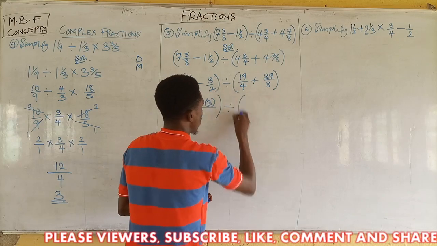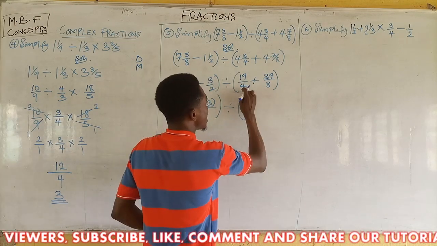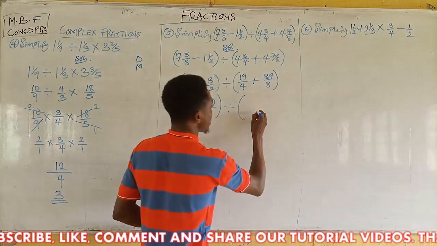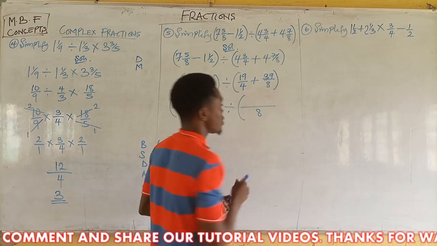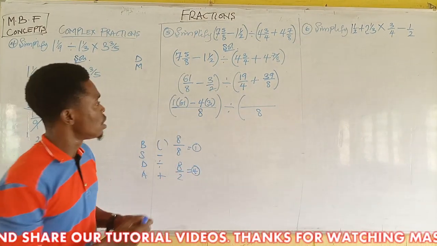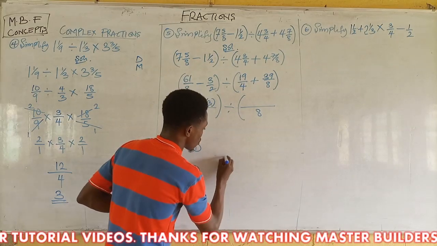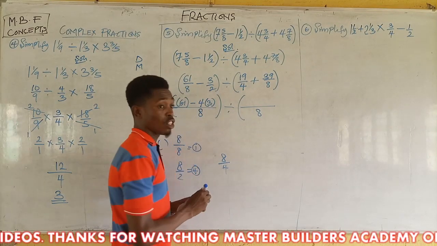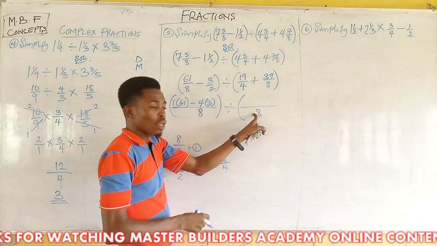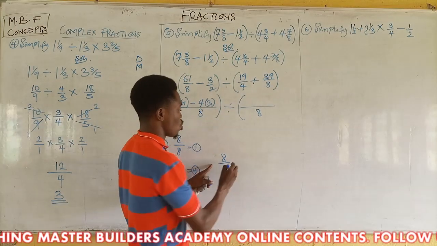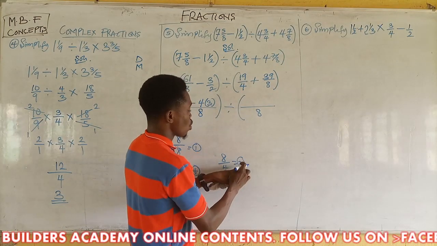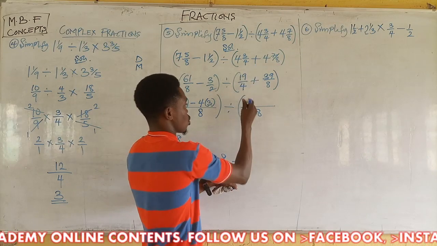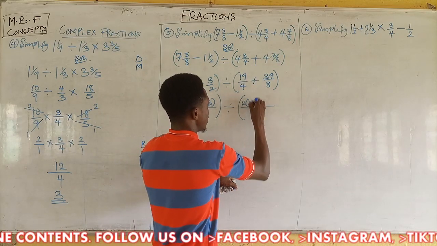Then divided by open bracket. In this case now, the LCM of 4 and 8, guys, is still 8. You can check that with the LCM table. Now, we are going to still have 8 divided by the first denominator, which is the new denominator, which will have given us 2. Right? So we are going to multiply this 2 by this numerator. So we are going to have 2 times 19.